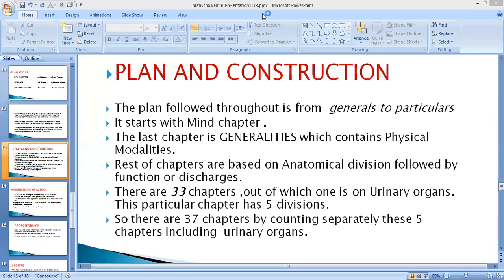In that, it starts from mind and ends on generalities section. There are about 37 sections. The mental symptoms are given in the mind section. Then the particular sections, organ or part of the body, start from section head and end on section extremities.